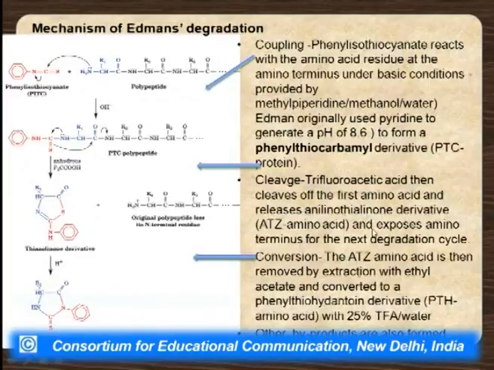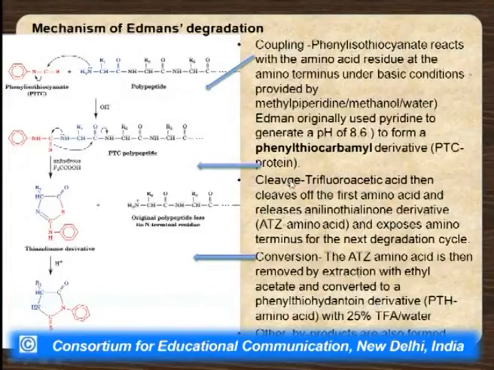Now, once this cleavage has occurred, this polypeptide generates a fresh N terminal which can be further labeled. So, what happens to this thiazolinone derivative? After this cleavage, the ATZ amino acid is derivatized and cyclized, and it is converted to another form, which is the phenyl thiohydantoin form.